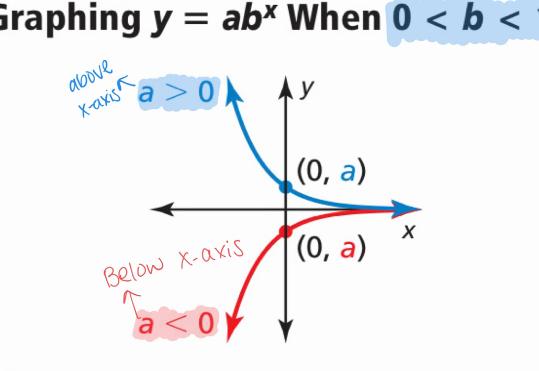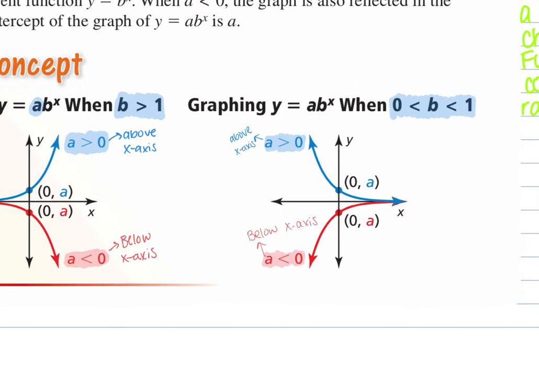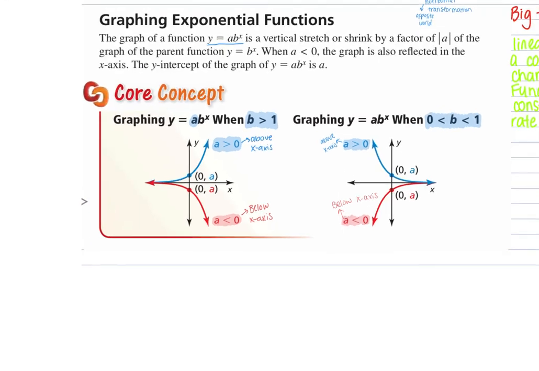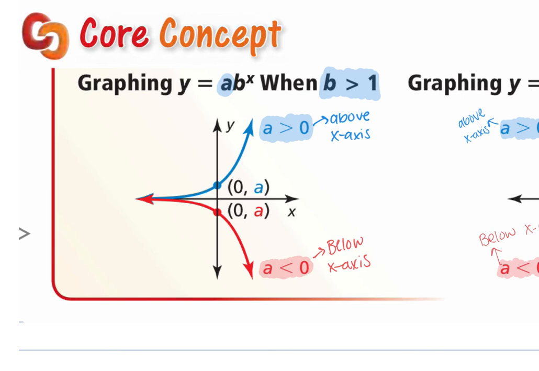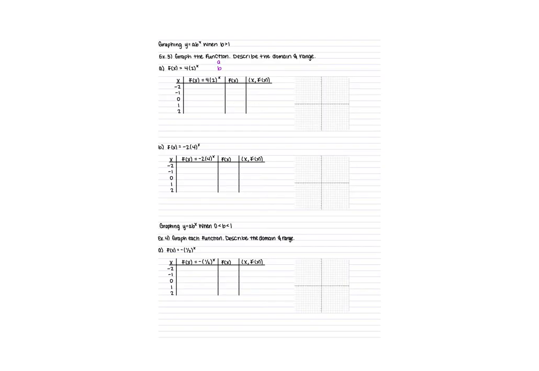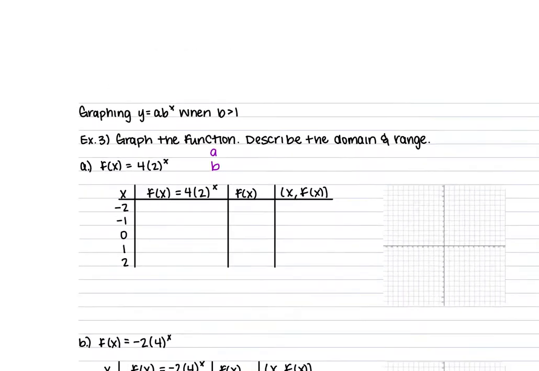Now, you're going to see why this is important in the next scenario, in the next example, you're going to see why this is super important, okay? All right, so go ahead and scroll down to the first example. Go back to the previous one, the core concept. Our graph should look something like this because B was bigger than 1 and A was bigger than 0, okay?